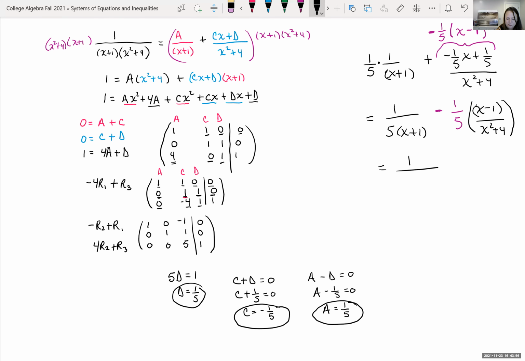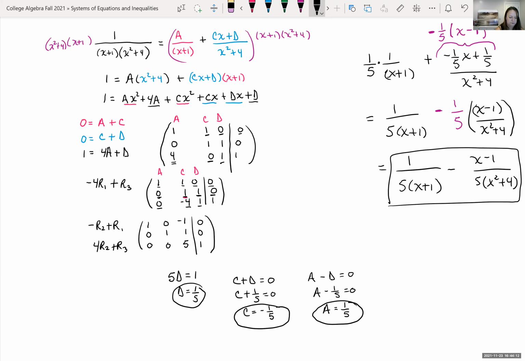Just going to clean it up a little more. So 1 over 5 times x plus 1 minus x minus 1 all over 5 times the quantity x squared plus 4. So what we started with gives us back this.